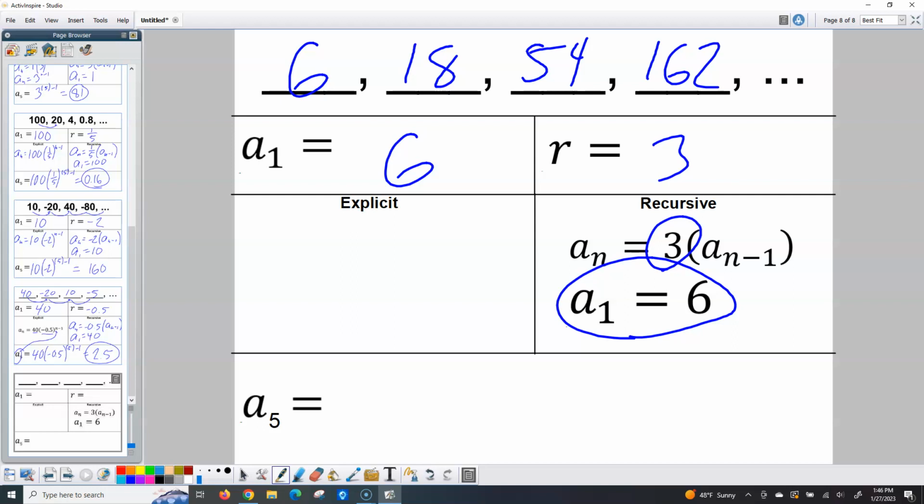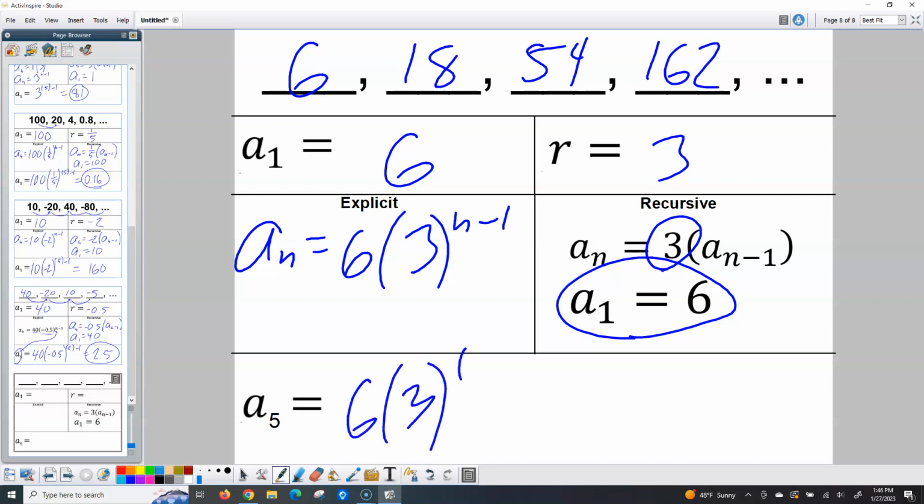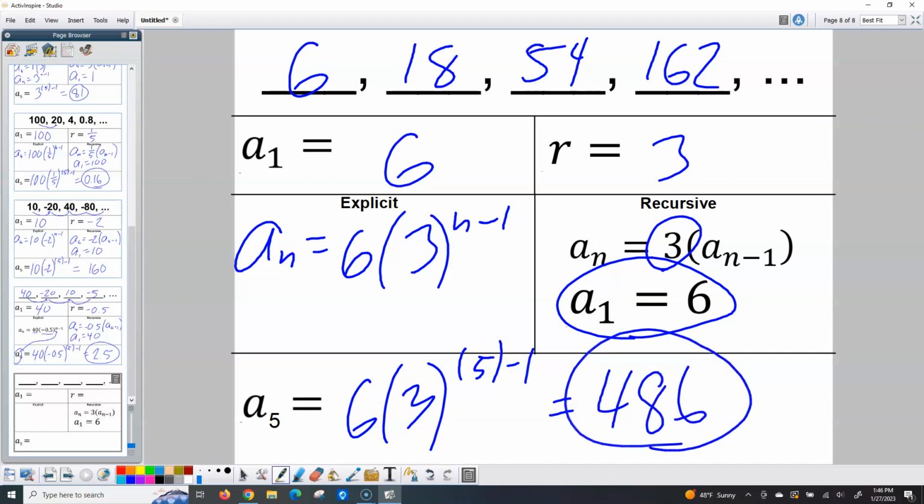And if I wanted to write the explicit formula, that would be a sub n equals the first term times the ratio to the n minus 1 power. And the fifth term would be 6 times 3 to the 5 minus 1 power, which I think is going to give you 486.